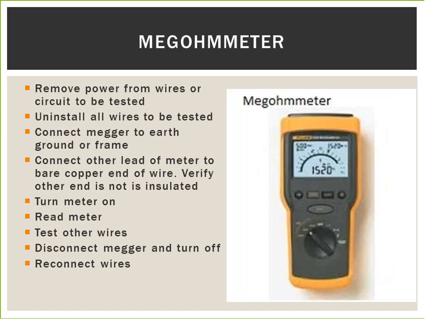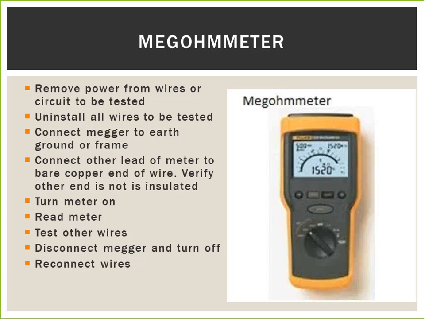In the case of testing motors, all wires feeding the motor must also be completely disconnected. Next, connect one of the Megger's leads to the electrical frame or earth ground of the electrical system. In testing motor windings, this lead will be connected to the actual metal frame of the motor. Next, attach the other lead from the meter to the bare copper end of the wire, or one of the motor terminals. Check to be sure the other end of the wire being tested is in free air or covered by an insulator such as a piece of tape or wire nut.